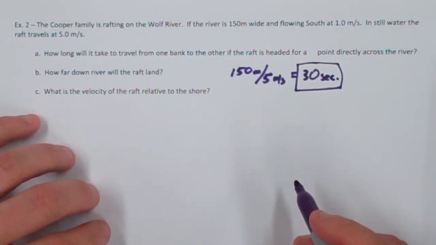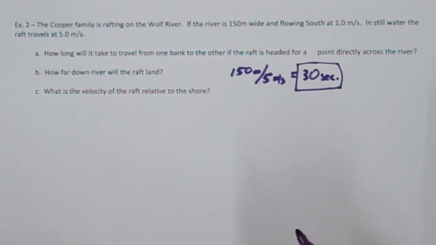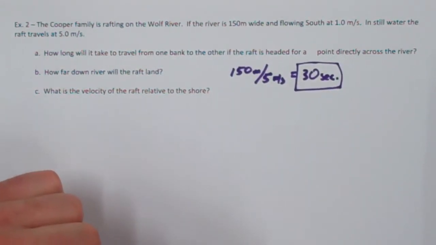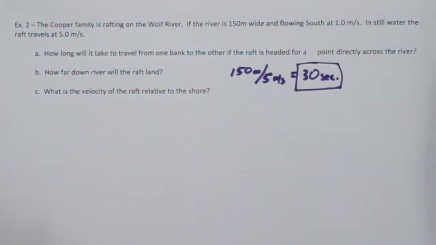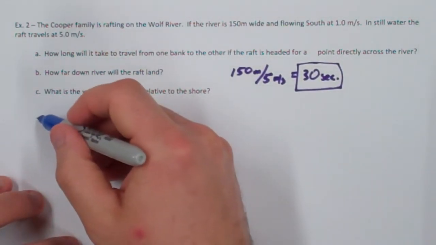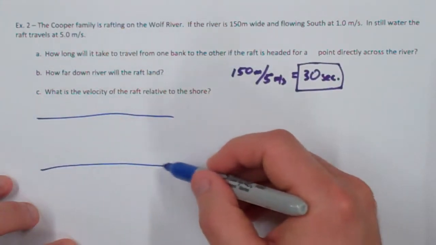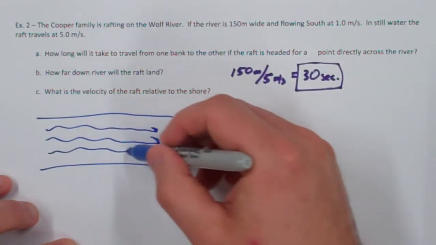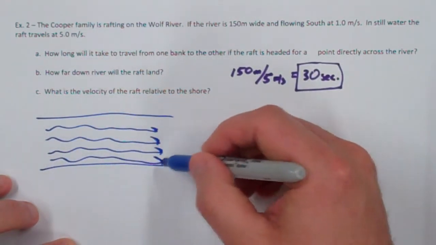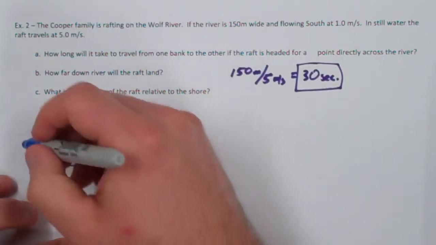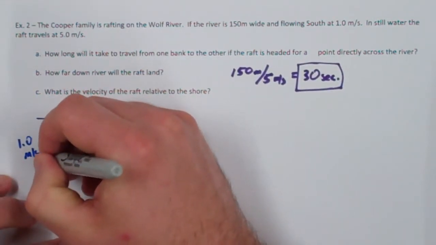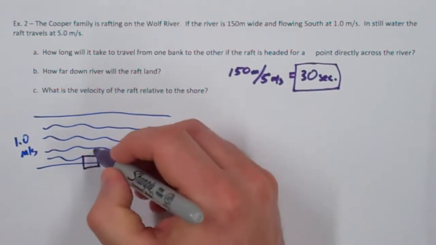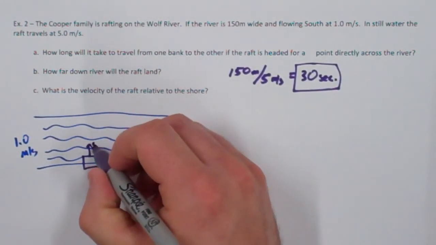How far down the river will the raft land? Well, this one gets a little bit more involved, but if we take a look at the current, it's flowing south at 1 meter per second. So let me draw a little picture here. It's a really, really good idea with these to draw a picture. Very important. So there's the current, and it's flowing this way at 1 meter per second. And you've got this raft here, and it's going that direction at 5 meters per second.